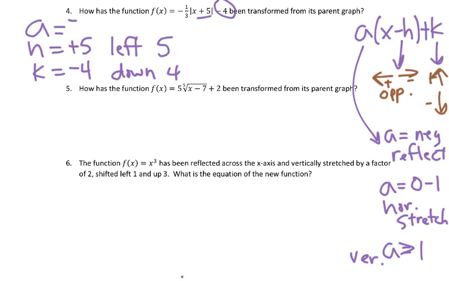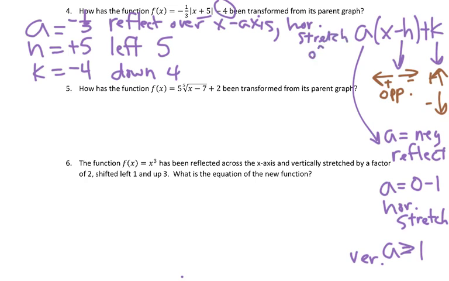And then a is negative 1/3, so that negative tells us it's going to reflect over the x-axis, and it's going to have a horizontal stretch of 1/3. Okay? And that's all you needed to do on 4.